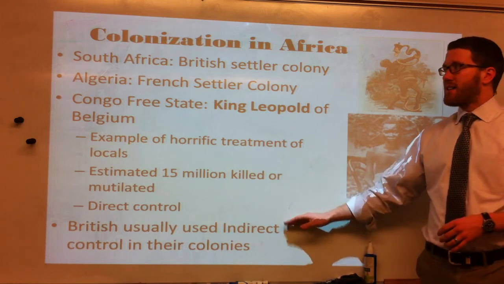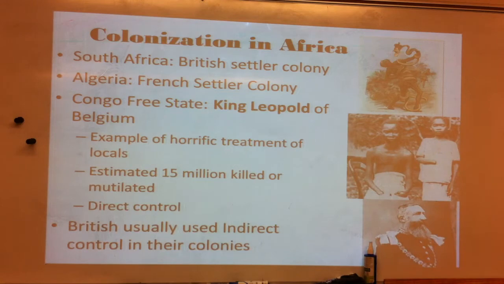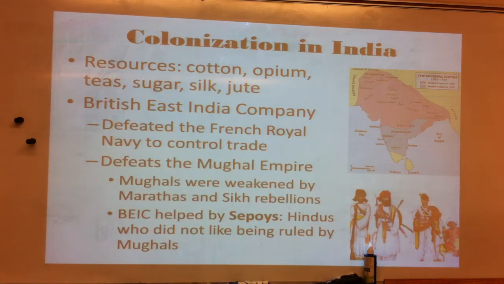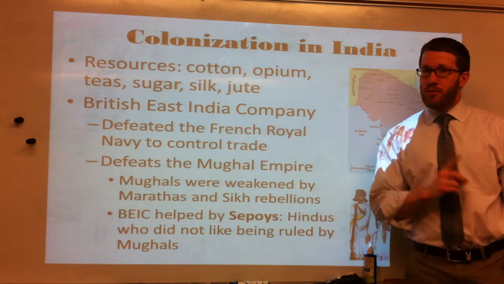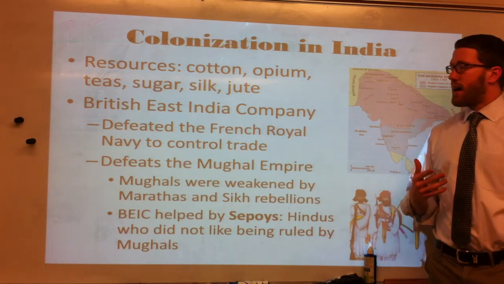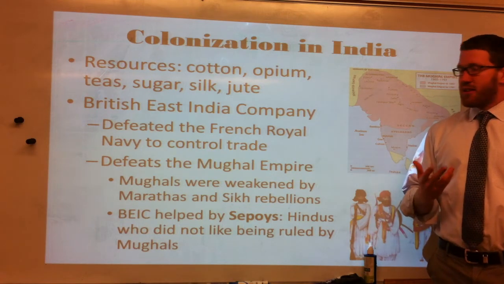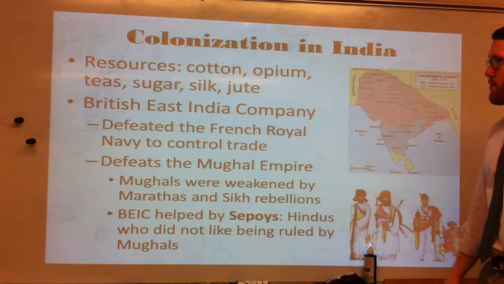The British, even though we have this example of the settler colony, usually used indirect control in Africa. They also used indirect control in India. So, colonization in India: some of the resources that the Europeans wanted were cotton, opium, which is going to become very important when we get to China, and opium is a drug that you can take to get high, tea, sugar, silk, and jute. Jute was used to make rope.